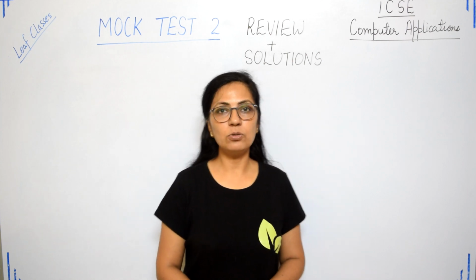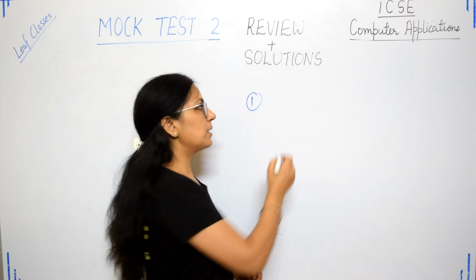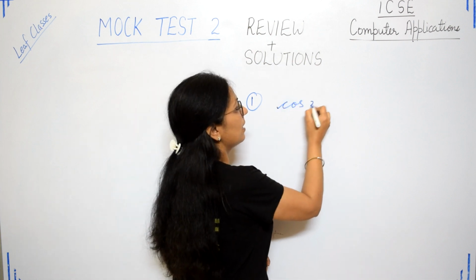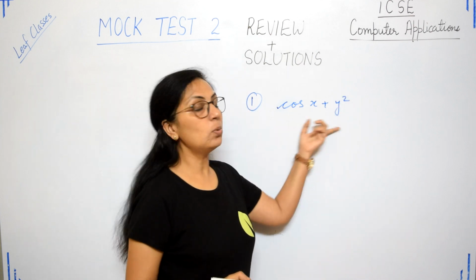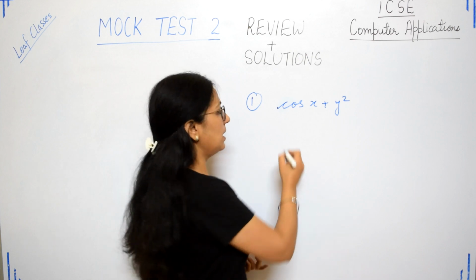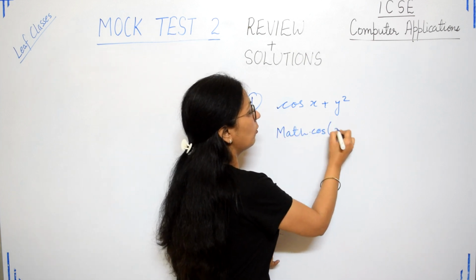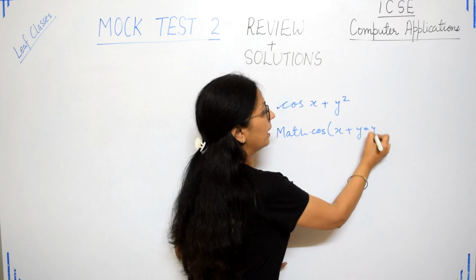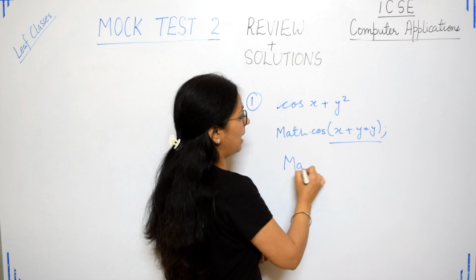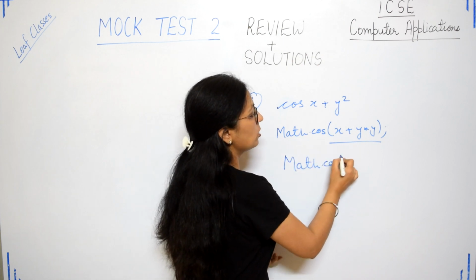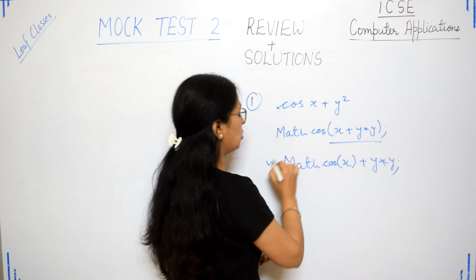So the first question was you have to give the Java expression for cos(x plus y square). Children, if you see, these are two terms, right? So many children, they wrote math dot cos of x plus y into y. This should not be there. You should write math dot cos of (x plus y into y). Like this it should be written.